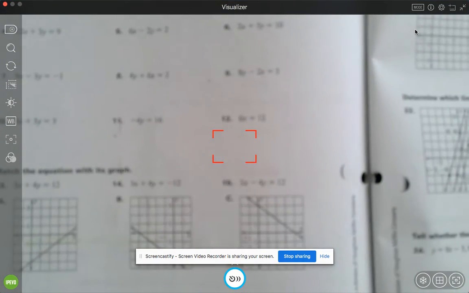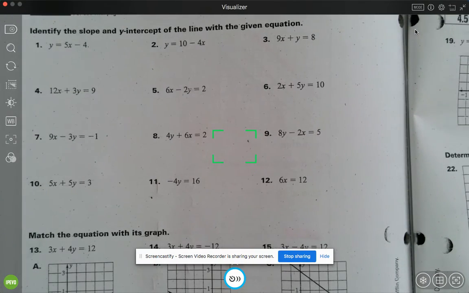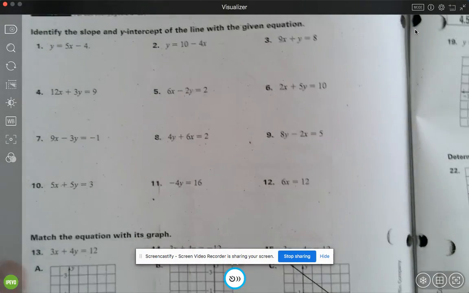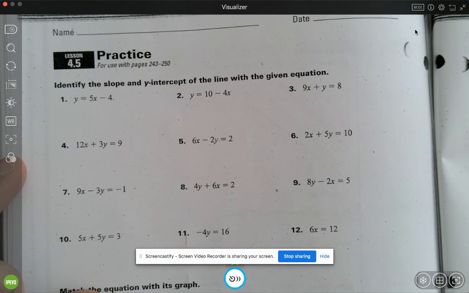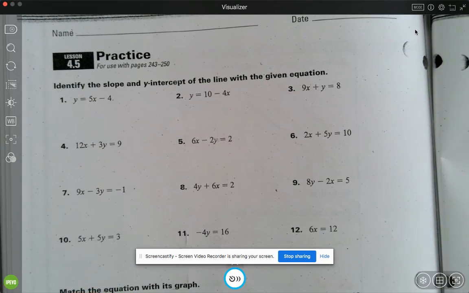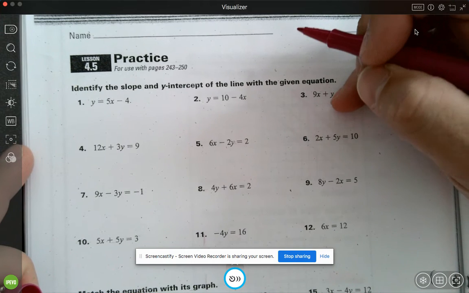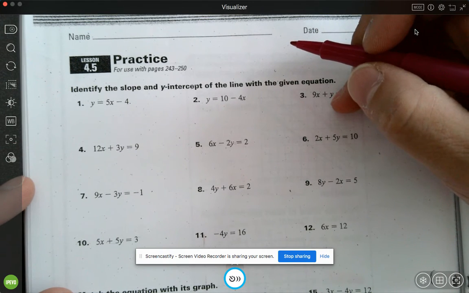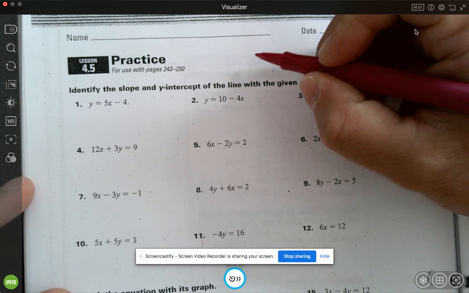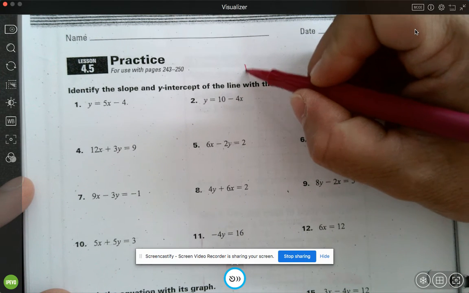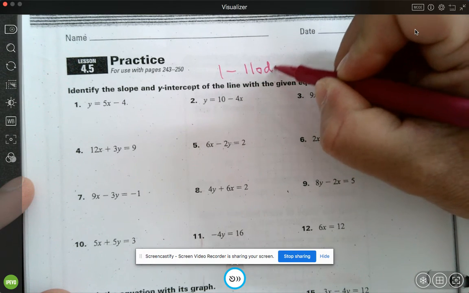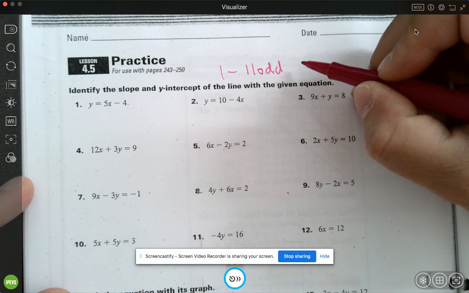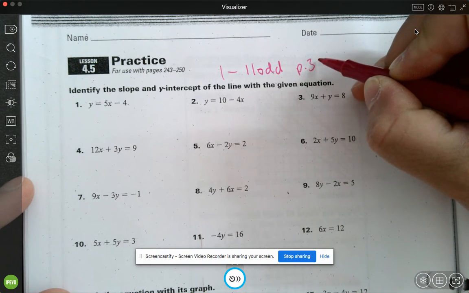All right, so for classwork for section 4.5, you just watched the guide notes and did the checkpoints. So for classwork, we're going to break it up a little bit differently between pages 39 and 40. Basically, I want you to do numbers 1 to 11 odd on page 39 for classwork.